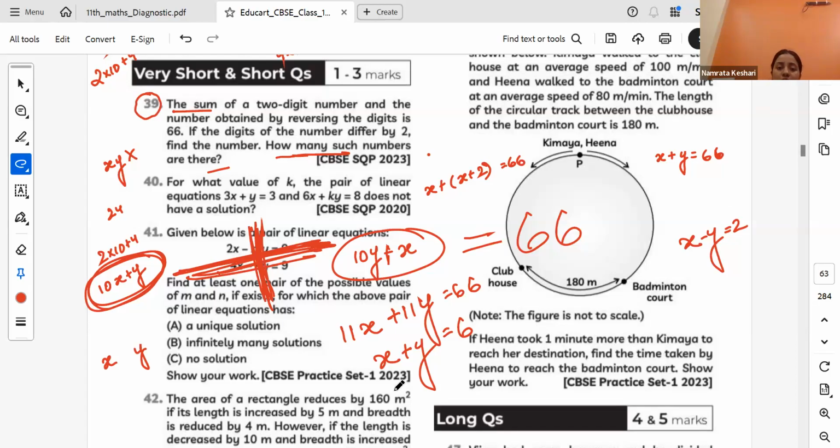Okay, now we will solve these two equations. x plus y is 6 and x minus y is 2. Please solve it and tell me the x value. x plus y is 6 and x minus y is 2. Ma'am, x is 4, y is 2.